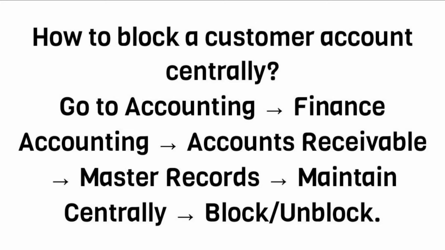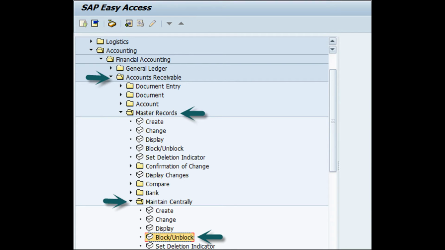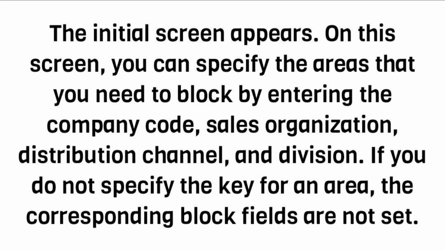How to block a customer account centrally? Go to Accounting, Financial Accounting, Accounts Receivable, Master Records, Maintain Centrally, Block/Unblock. The initial screen appears. On this screen, you can specify the areas that you need to block by entering the company code, sales organization, distribution channel, and division. If you do not specify the key for an area, the corresponding block fields are not set.